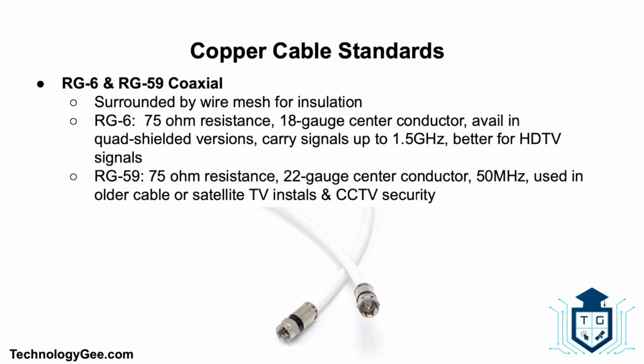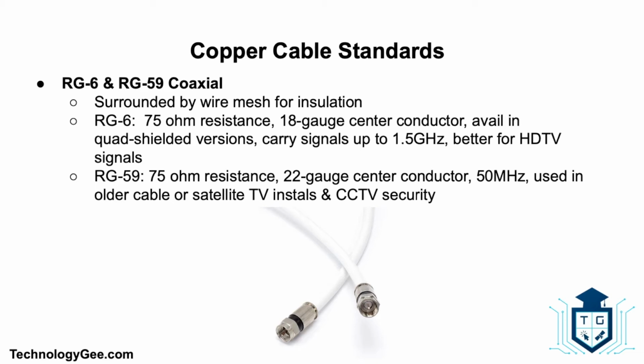So coaxial cabling, this is the oldest type of networking cabling. Its data wires are surrounded by a wire mesh for insulation, and prior to the advent of fiber optics, the fastest internet service available to home and business customers was cable internet. And cable internet is a form of broadband internet access which uses the same RG6 coaxial cable as cable television, but adds a device called a cable modem to convert the signal for use by computers and home business networks. RG6 has a 75 ohm resistance.